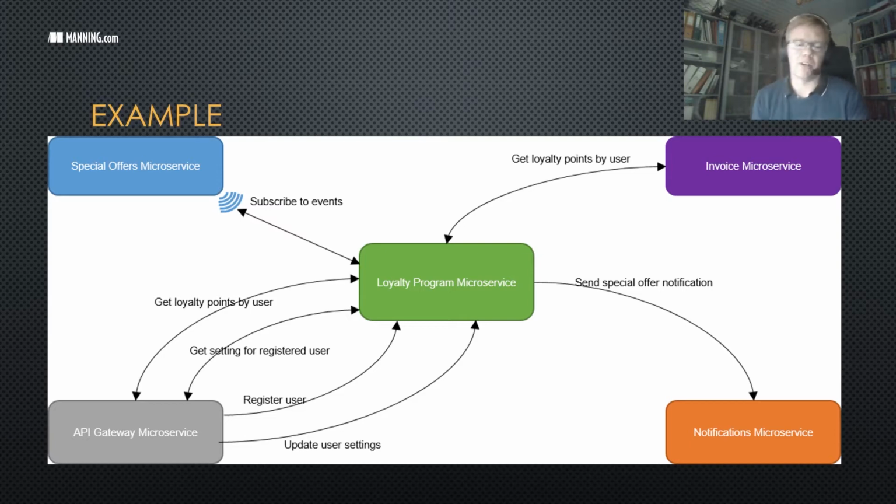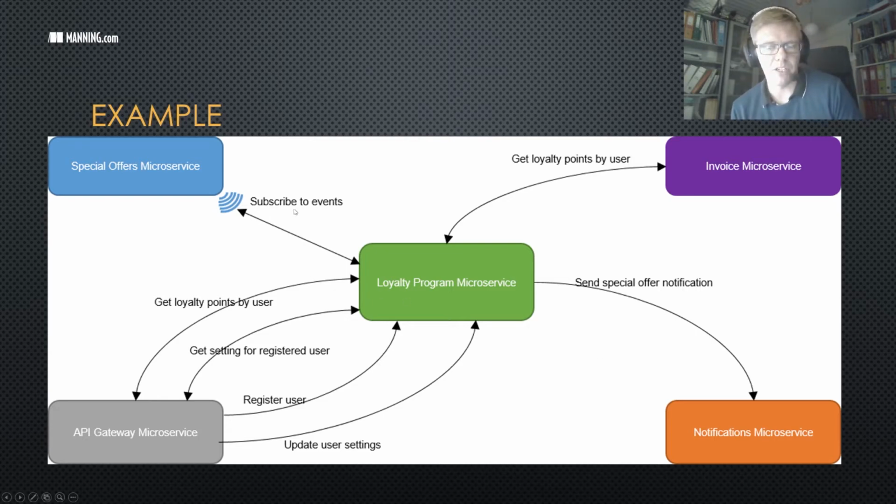So we'll look at the product category of those products in the special offer. We'll do that down here in the loyalty program microservice, and then find the users that we think the offer is relevant for and send them a notification using the notifications microservice. And already here we're going to have a few different styles of collaboration going on.